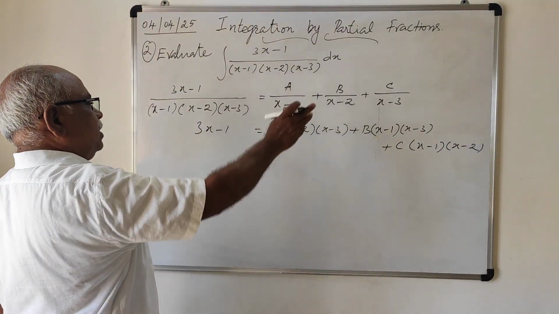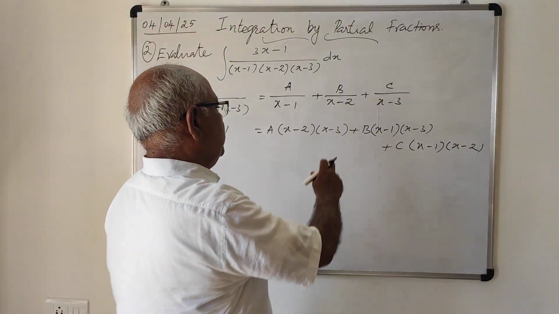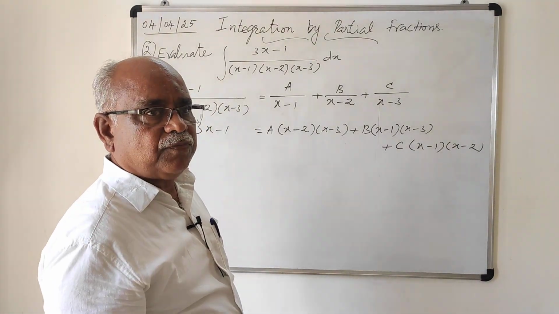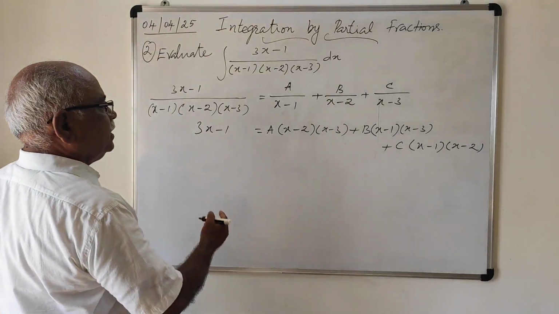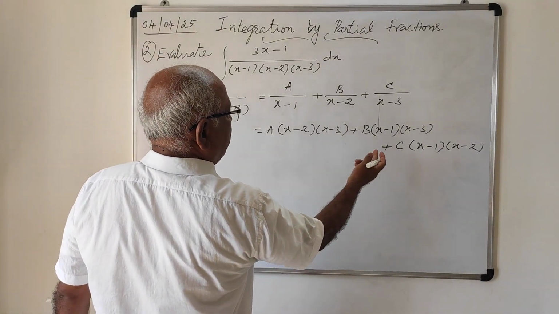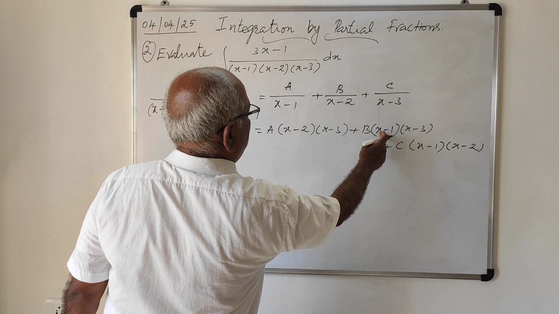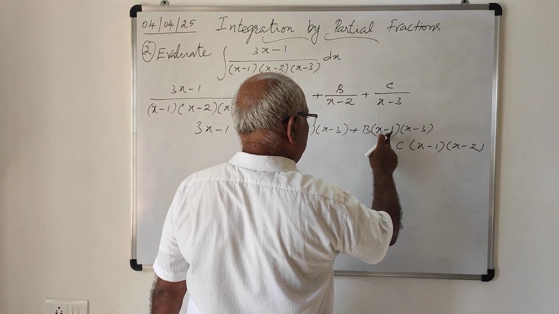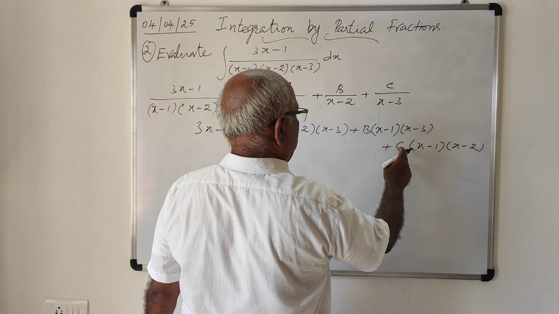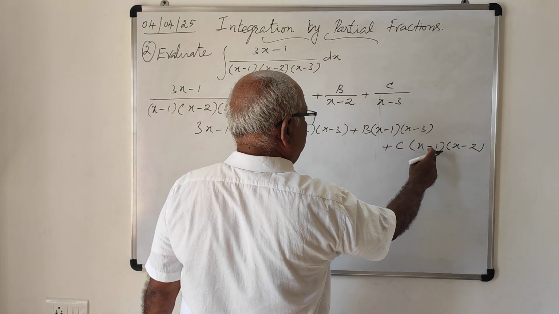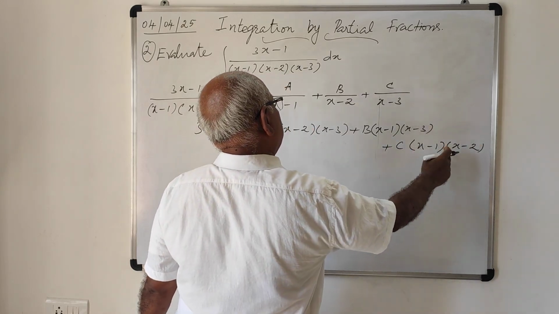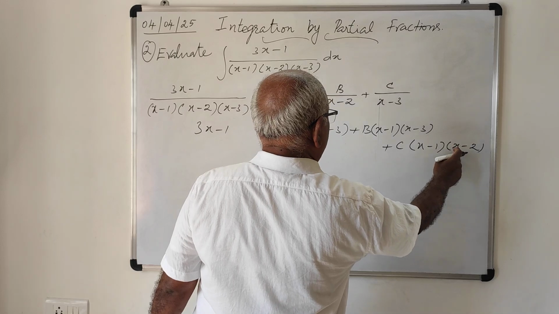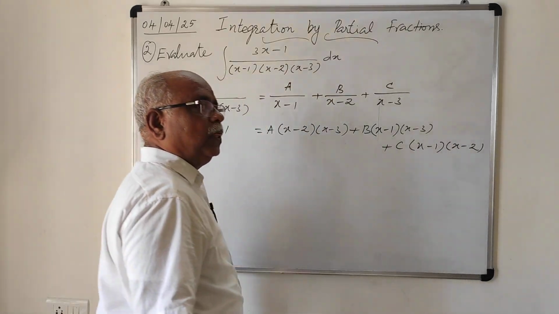So from this equation, we have to find the unknowns a, b and c by giving suitable substitutions for x. First, if you put x equal to 1, the term b is 0 and the term c is 0. If you put x equal to 1, 1 minus 1 is 0, so the term becomes 0. The entire term becomes 0.